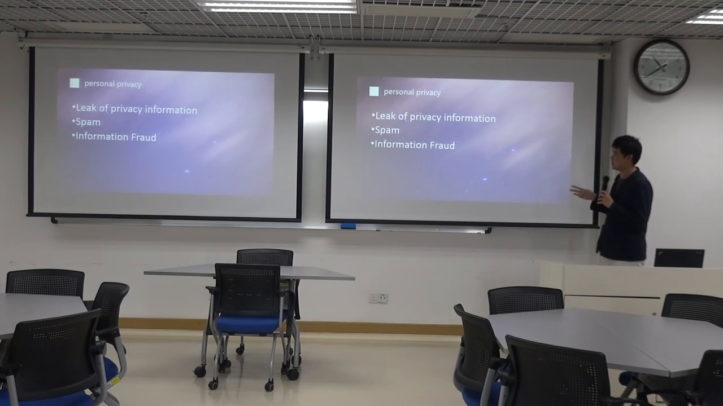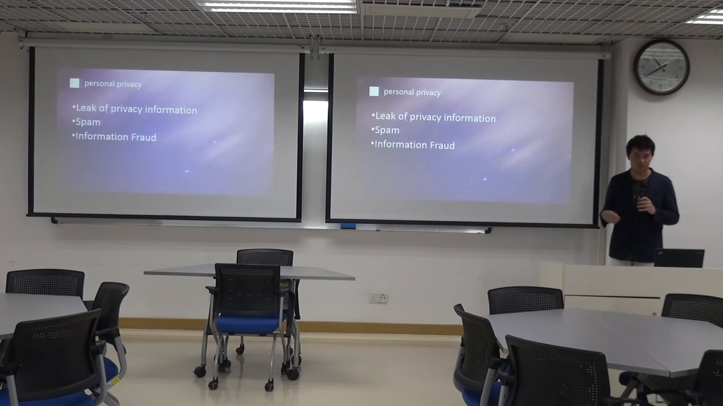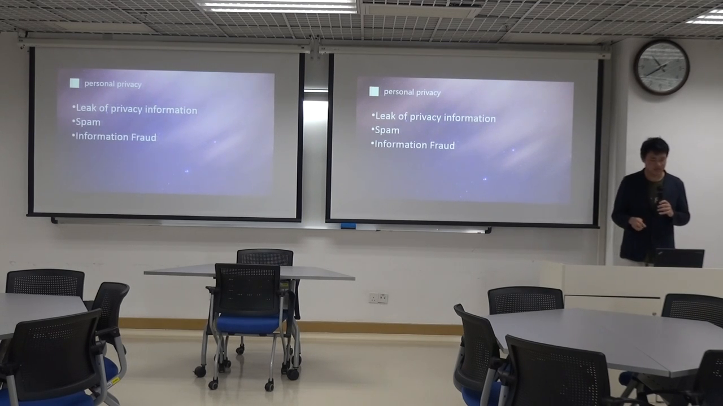there are three problems. One is the lack of privacy information. That is the problem that always happens to us. For example, you may get some spam email which contains the information that strangers shouldn't know. So another problem is spam emails. You always get a lot of emails because the people who send them believe that the information they get can make you believe they are your friends or something else.